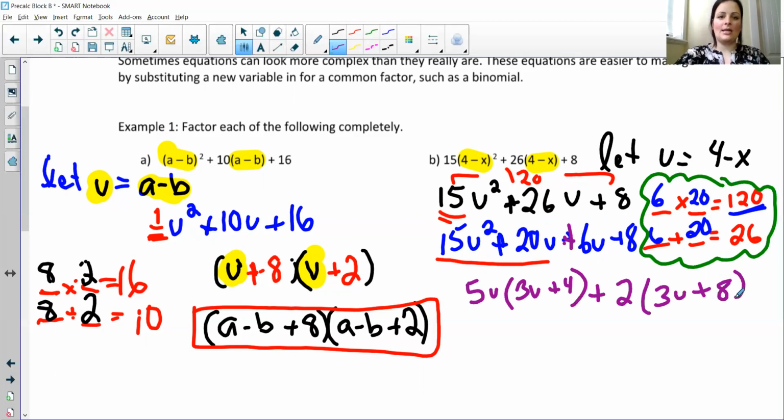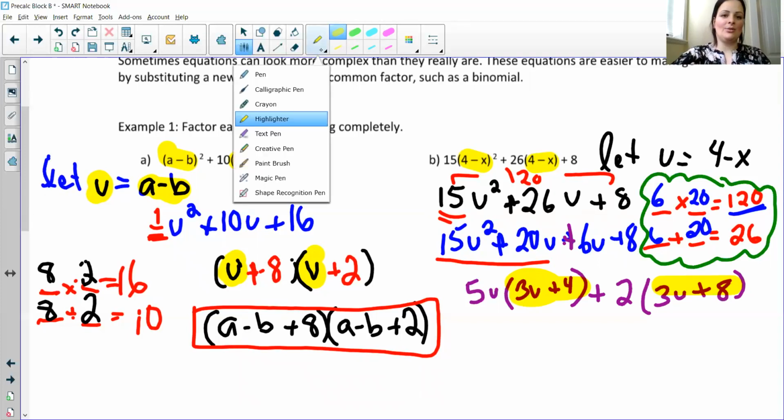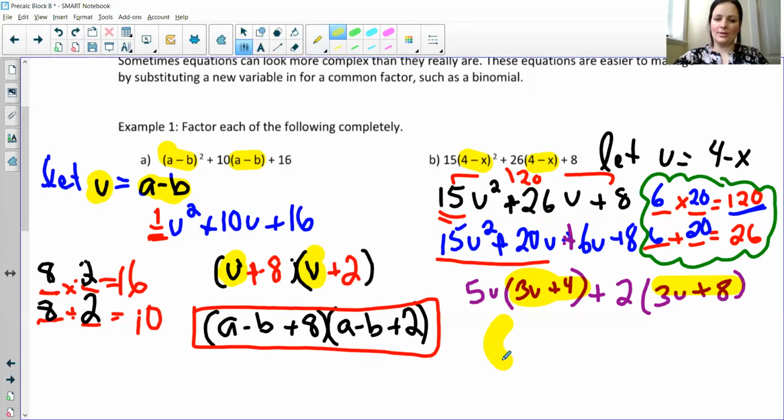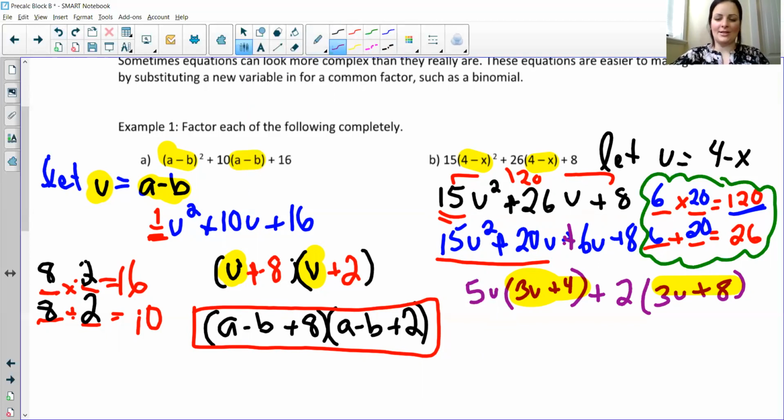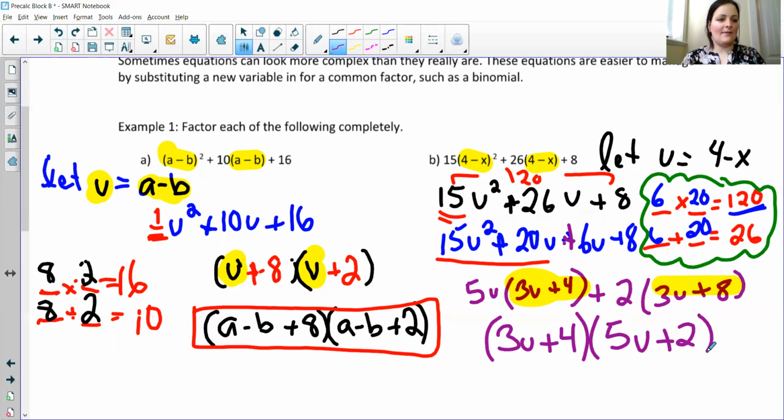I know I did it right because this and this are the same, so I'm going to factor out 3u plus 4, which leaves me with 5u plus 2. And so that's not my final answer though.